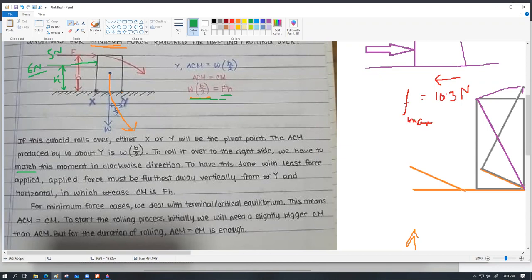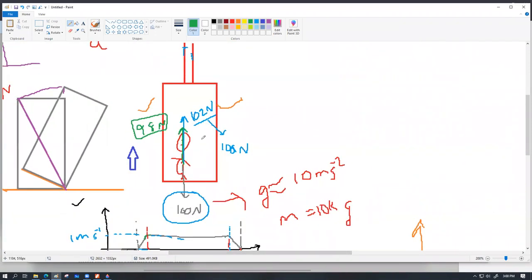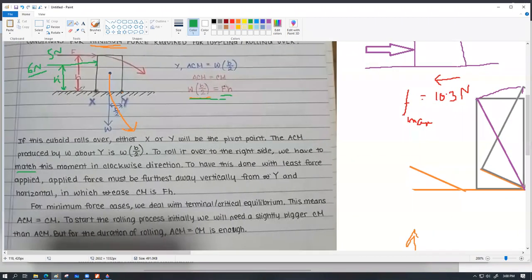For minimum force cases, we deal with terminal or critical equilibrium. This means ACM equals CM. To start the rolling process initially, we'll need a slightly bigger CM than ACM. But for the duration of rolling, ACM equal to CM is enough. So what I discussed about the idea of forces for velocity and acceleration is equally applicable for the case of rotation as well.